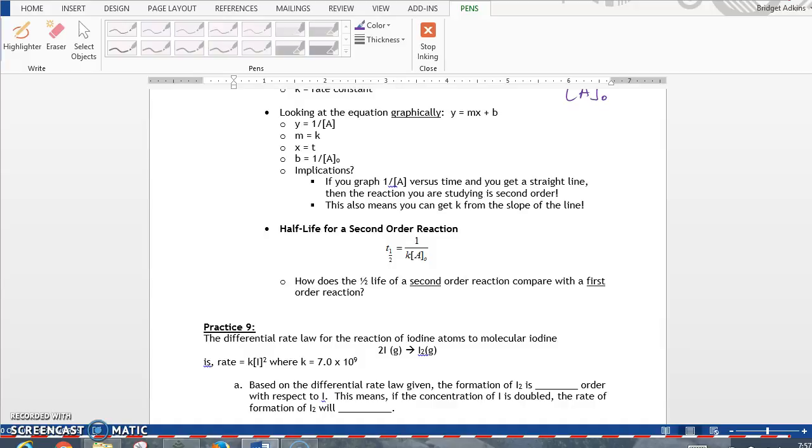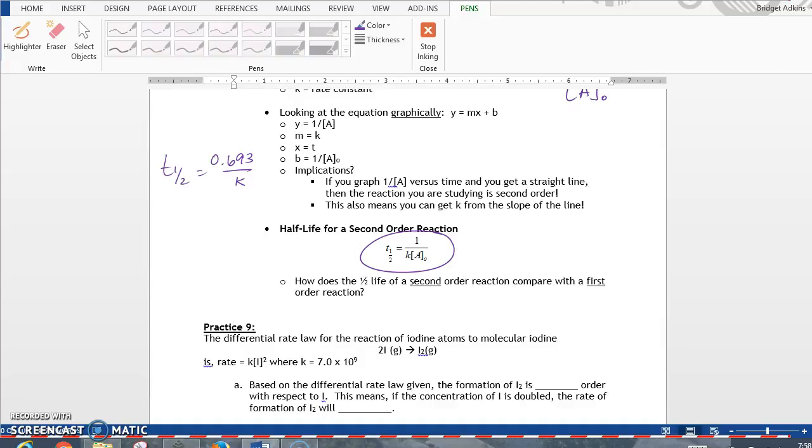If we look at it, it looks a little different than what we saw for first order. Remember, for first order, t 1/2 is equal to 0.693 over k, and it only depended on the rate constant, which meant the concentration didn't matter. Your half-life would always be the same. When we look at second order kinetics, the half-life does depend on the starting amount. So it's still k in the denominator, the 0.693 is replaced with a 1, and we've got the product of both k and the starting concentration.